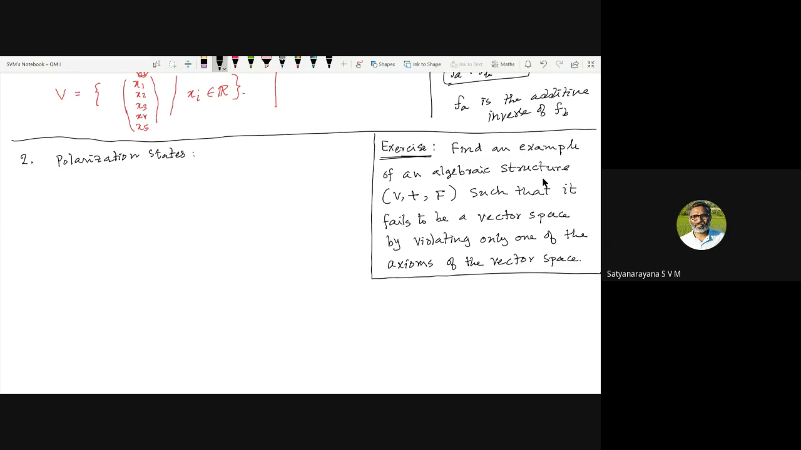That's what it means. Okay, so now let's come to polarization states. So normally what do we say? We say that a polarization state means, so normally you say that you have plane or linear polarization.